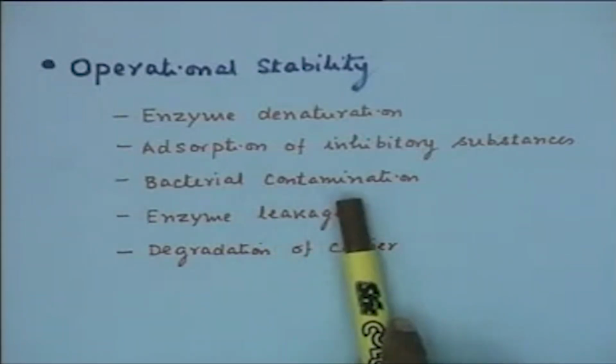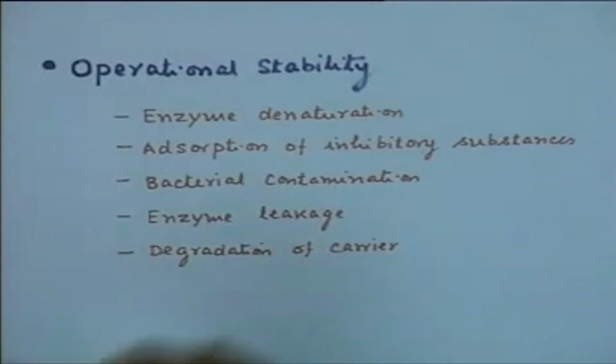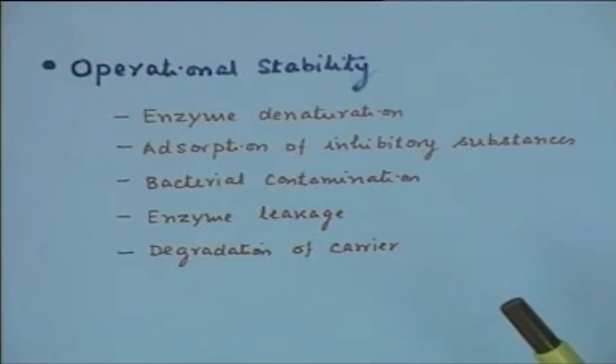Bacterial contamination is another very often faced problem in the case of enzyme reactors, particularly if you are handling, for example, a good nutritive substrate, hydrolysis of proteins, or even glucose syrup, which can undergo bacterial contamination. Then enzyme leakage: depending upon the method of immobilization, if you have used an adsorbed preparation, there will be a continuous reversible desorption process, and leakage might be there. And of course finally, degradation of the carrier itself during use, since the whole matrix is under certain hydrodynamic conditions, which might cause the degradation of the carrier.